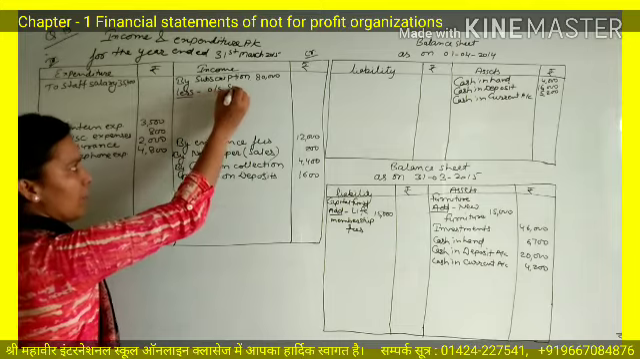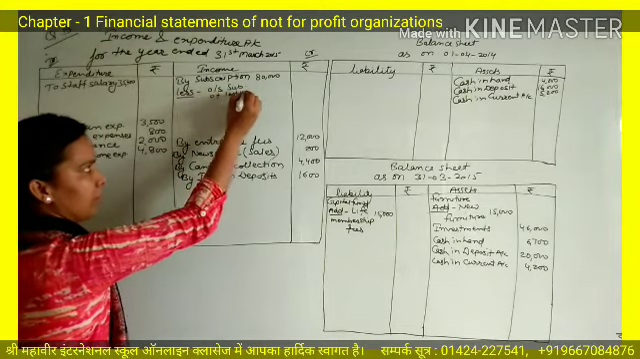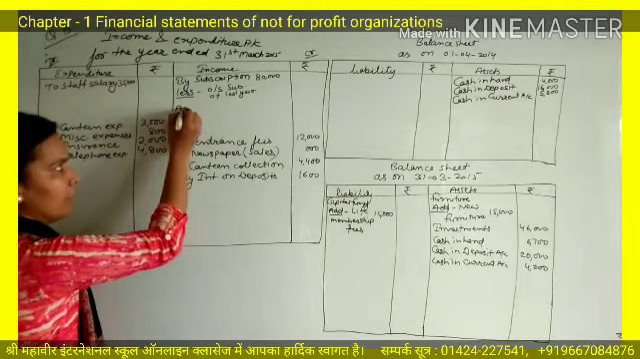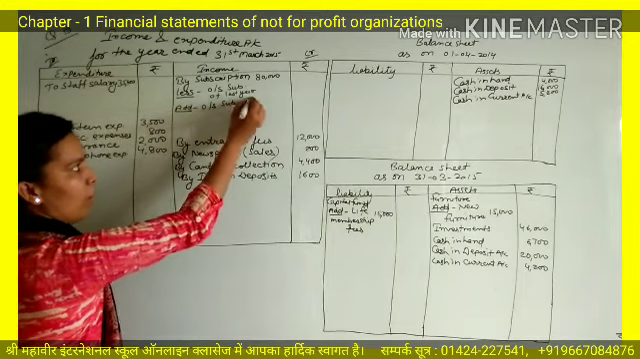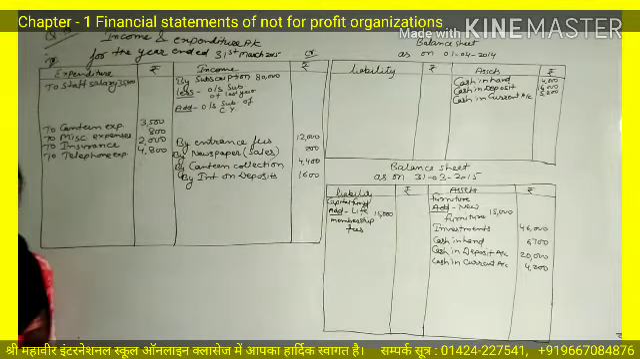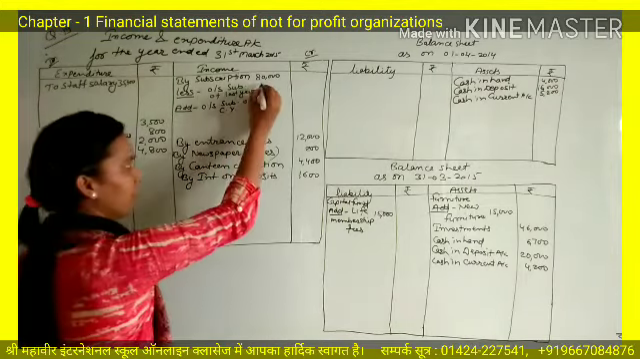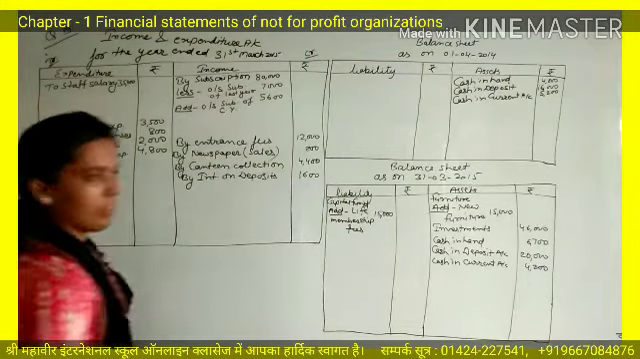Less outstanding subscription of last year and add outstanding subscription of current year. I am writing here CY, that is the current year. 7,000 of last year and 5,600 of current year.